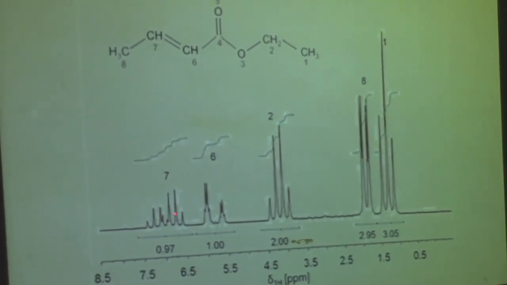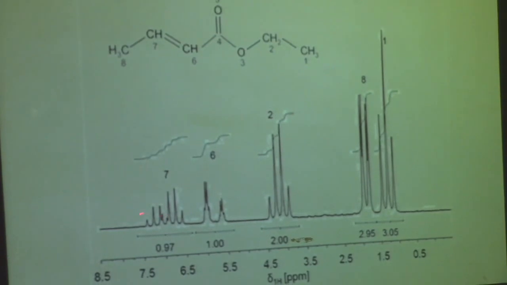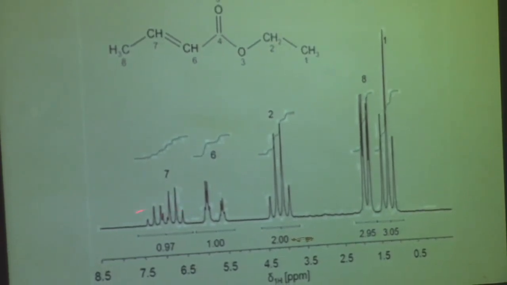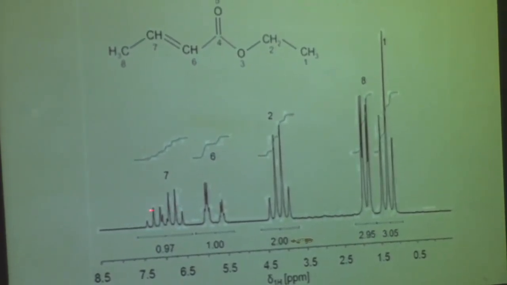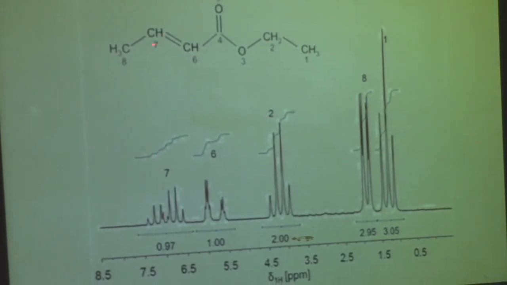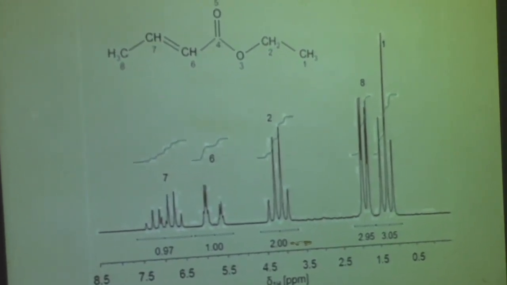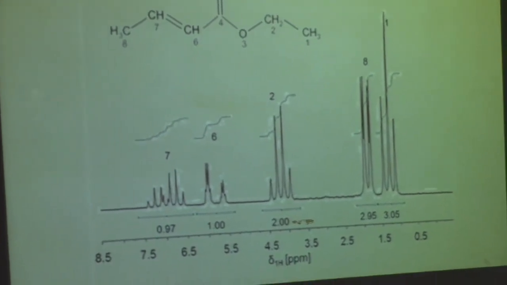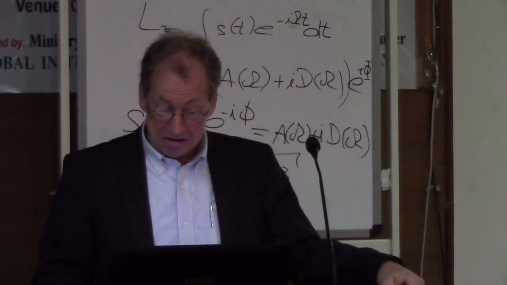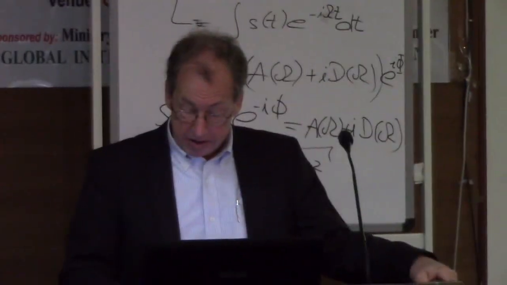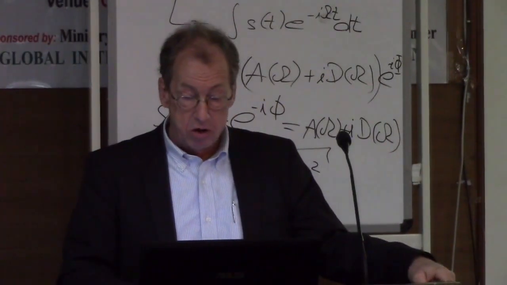So it's a doublet of quartets, but now the splitting of the quartet is much higher, because the coupling of that CH to the CH3 group is much bigger. Okay, so this is what the chemist goes through, for the physicists among us, right? And so it's their analysis and their world, and it gets more complicated.